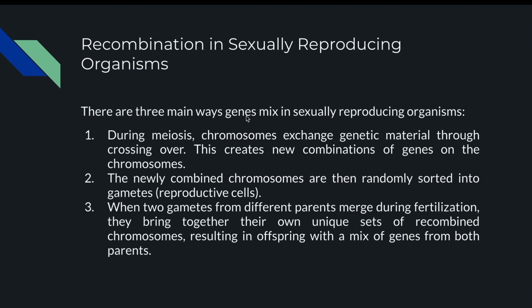There are three main ways genes mix in sexually reproducing organisms. First, during meiosis, chromosomes exchange genetic material through crossing over. This creates new combinations of genes on the chromosomes. The newly combined chromosomes are then randomly sorted into gametes. When two gametes from different parents merge during fertilization, they bring together their own unique sets of recombined chromosomes, resulting in offspring with a mix of genes from both parents.